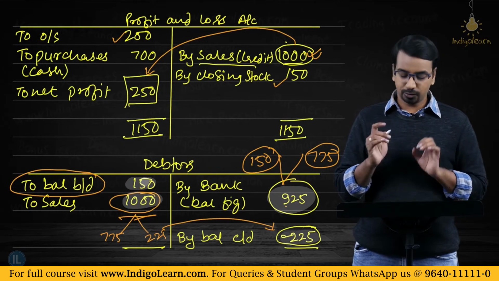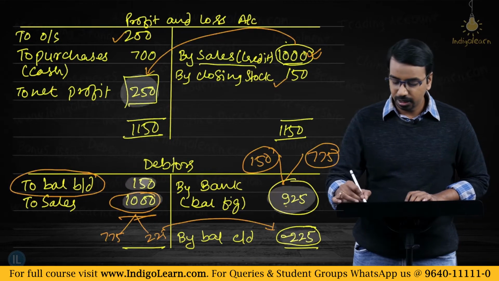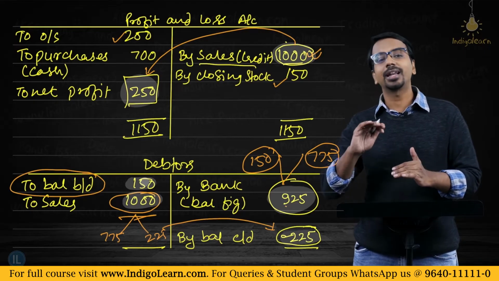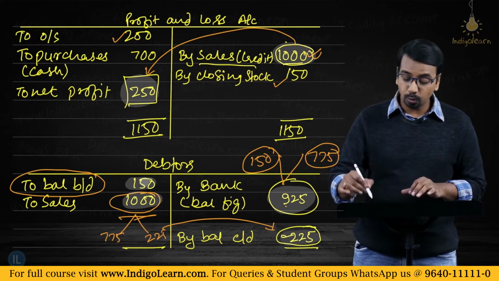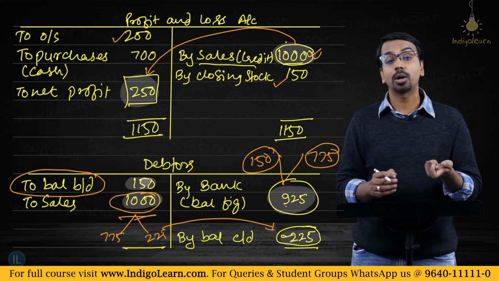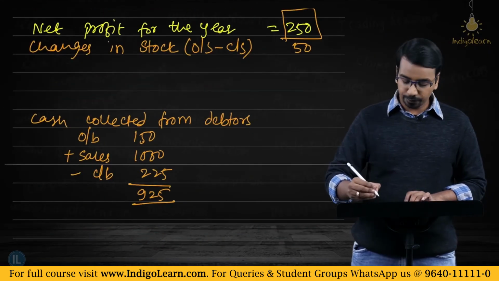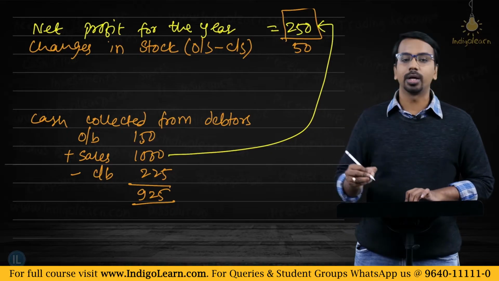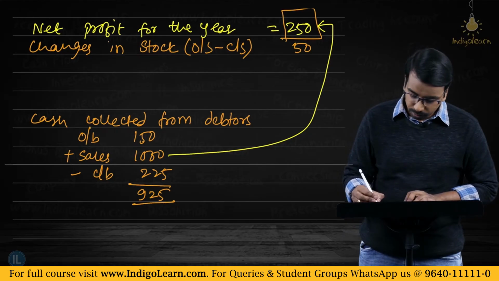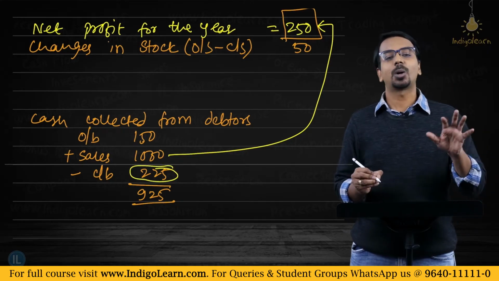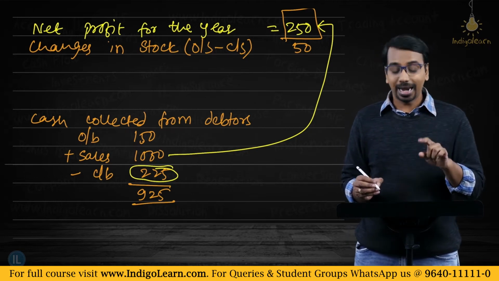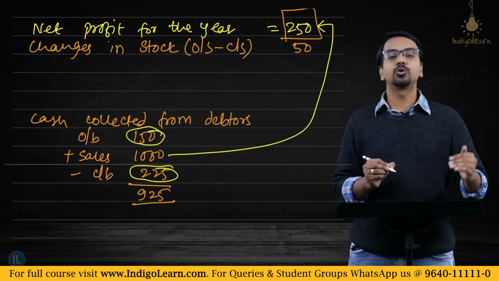Come to this profit and loss account. In the profit and loss account, if you carefully observe, while computing this 250, we have already considered 1000, which means this amount 250 was reached after adding 1000. But we very well know that out of this 1000, the entire amount has not been realized. There is a portion of 225 which has not yet been realized. Now, in this 250, this 1000 is already included, but we will have to reduce this 225 which is not collected, correct or not?